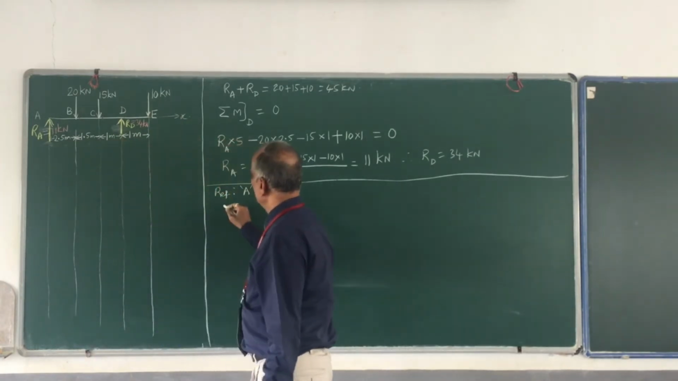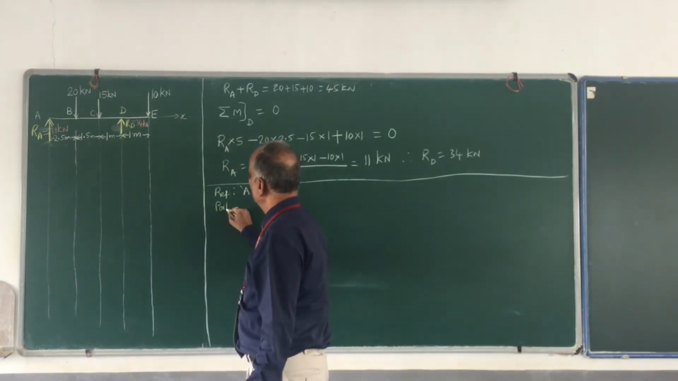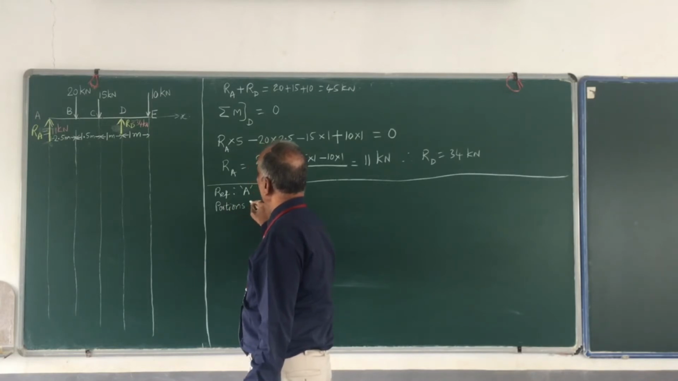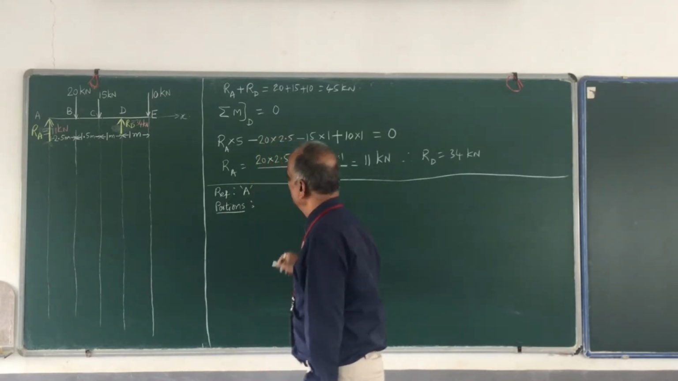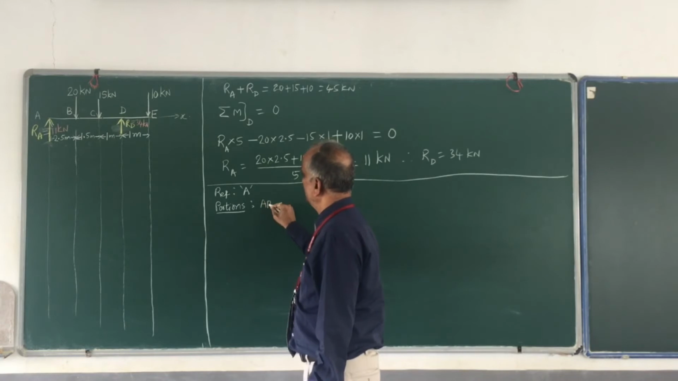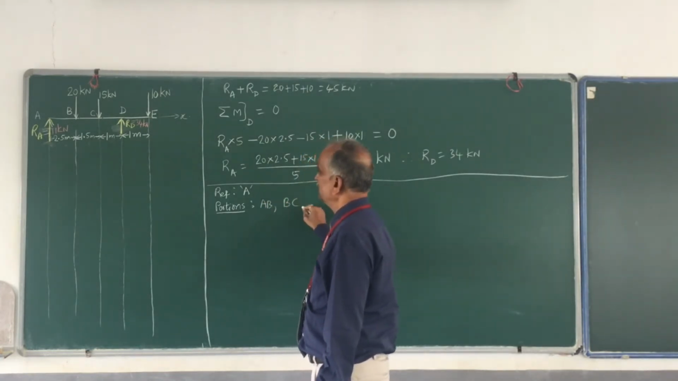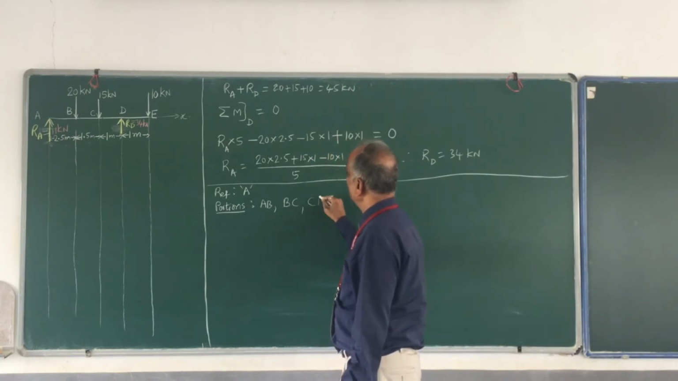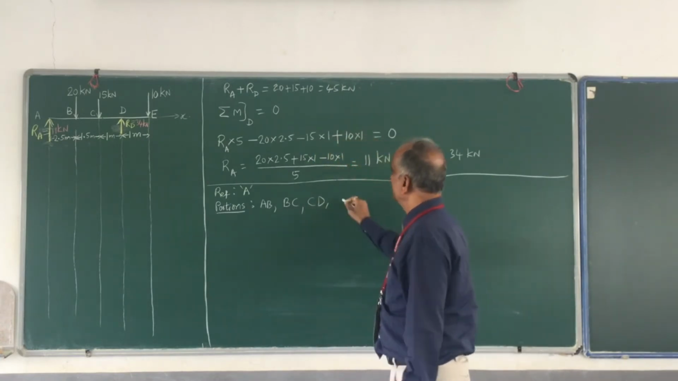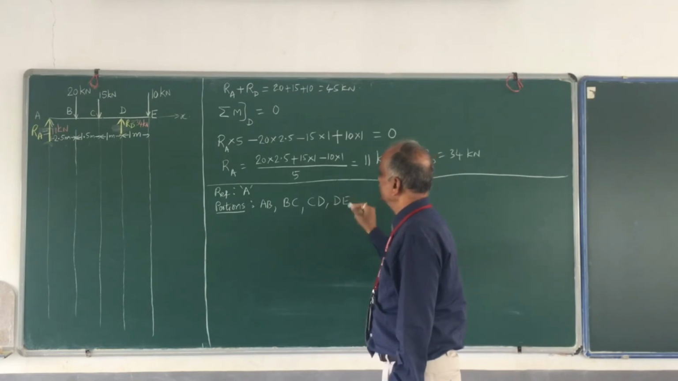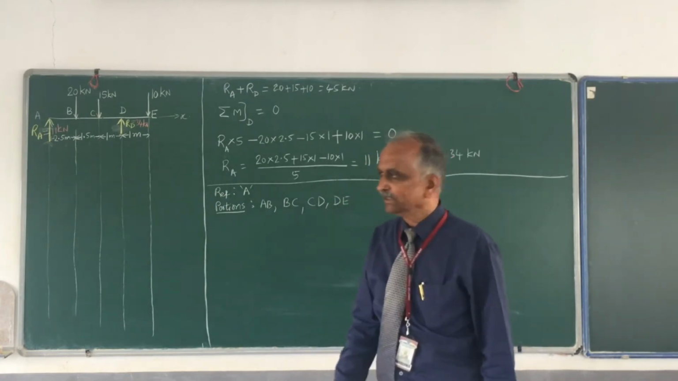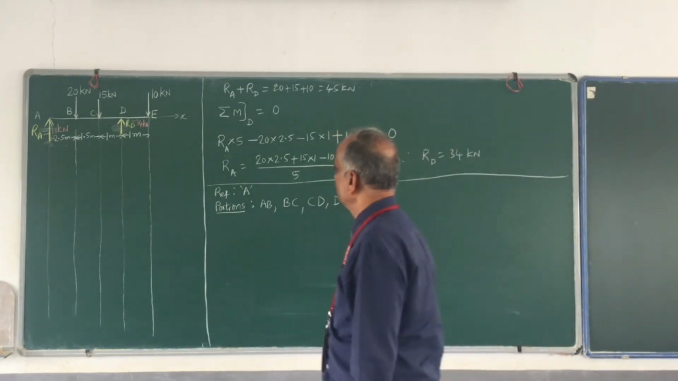Okay, so then what are the different portions you have to analyze? One is the portion AB. The other one is BC. Then the other one is CD. And the last one is DE. AB, BC, CD, DE. So all these portions.